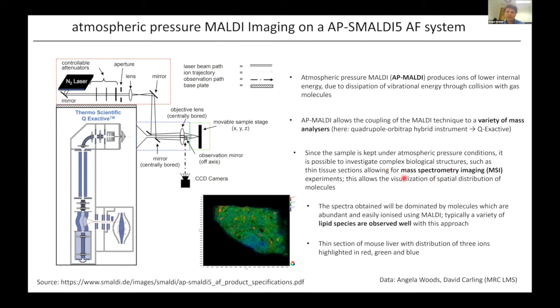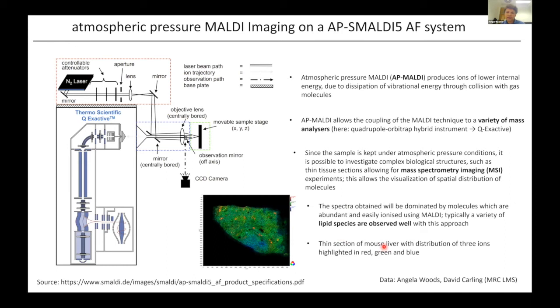And it's worthwhile mentioning that typically when performing this, the molecules that are either most abundant or which ionize very well in MALDI ionization tend to be observed most predominantly. And typically lipid species fulfill both of these criteria. So lipids tend to be reasonably abundant across tissues and tend to ionize very well in MALDI ionization.